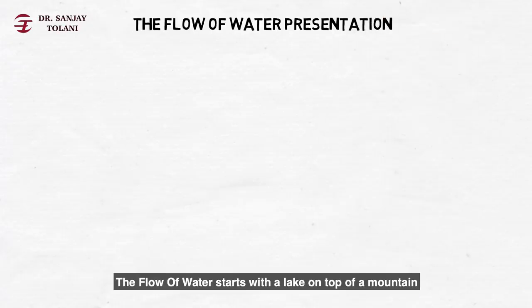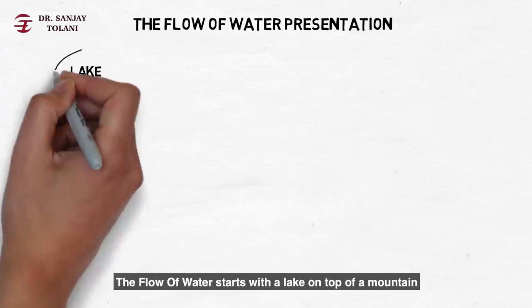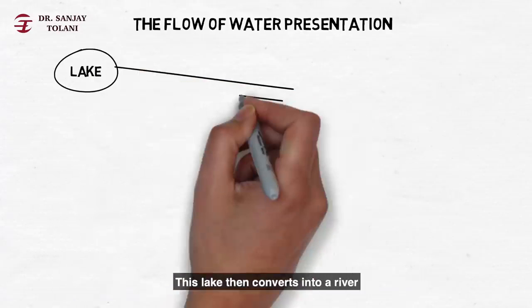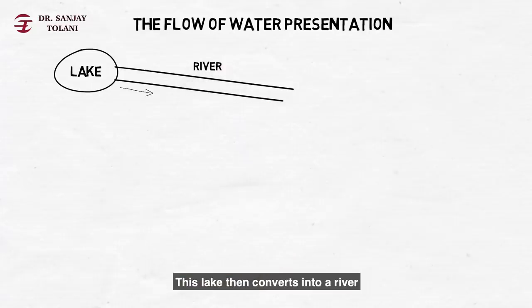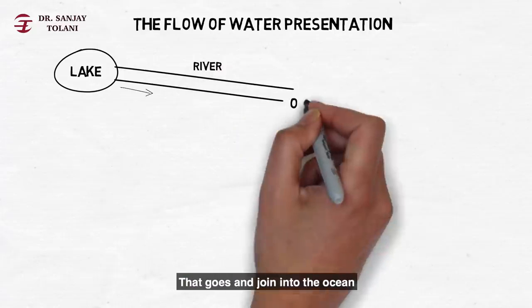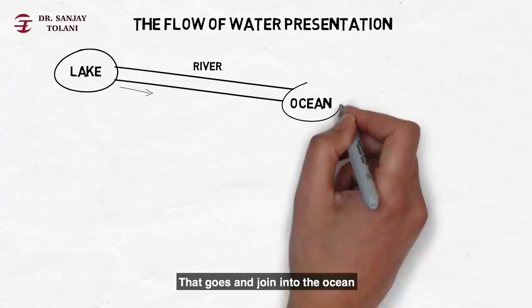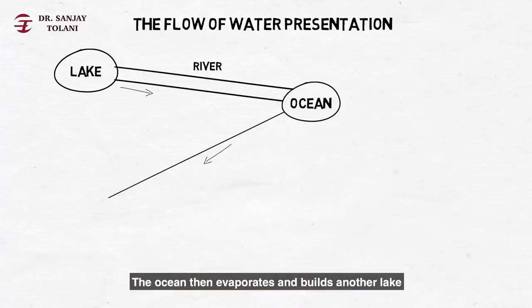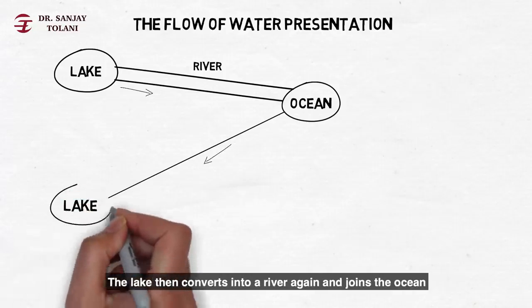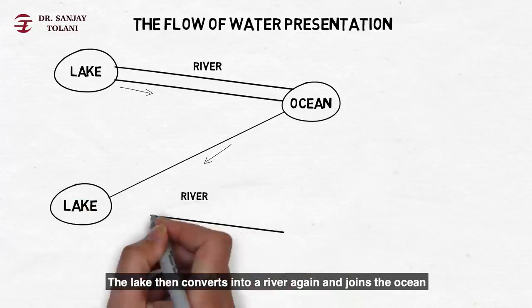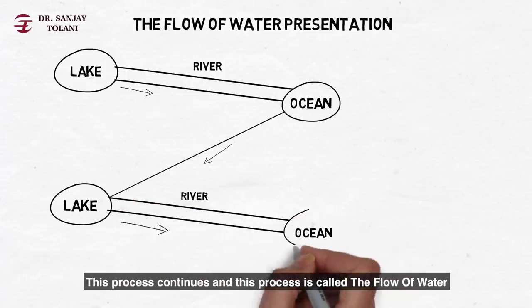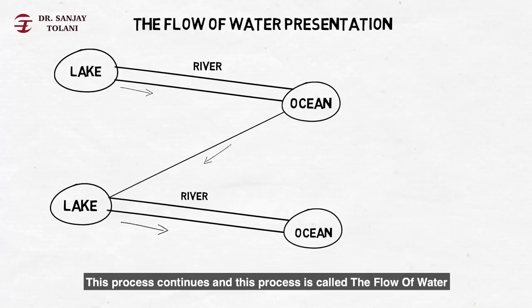The flow of water starts with a lake on top of a mountain. This lake then converts into a river that goes and joins into the ocean. The ocean then evaporates and builds another lake. The lake then converts into a river again and joins the ocean. This process continues, and this process is called the flow of water.